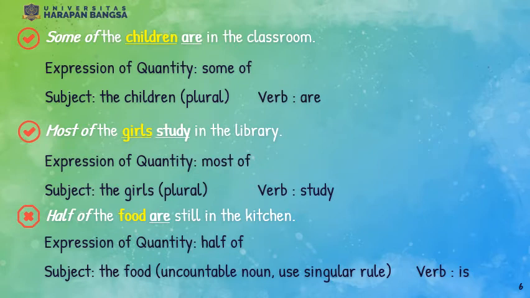So that's why make it as singular. Kita pakai peraturan pada singular noun. So that's why the verb is not are, it should be is. Karena subjeknya adalah uncountable noun, tidak bisa dihitung, maka kita pakai peraturan untuk singular noun. Verb yang dipakai adalah is.